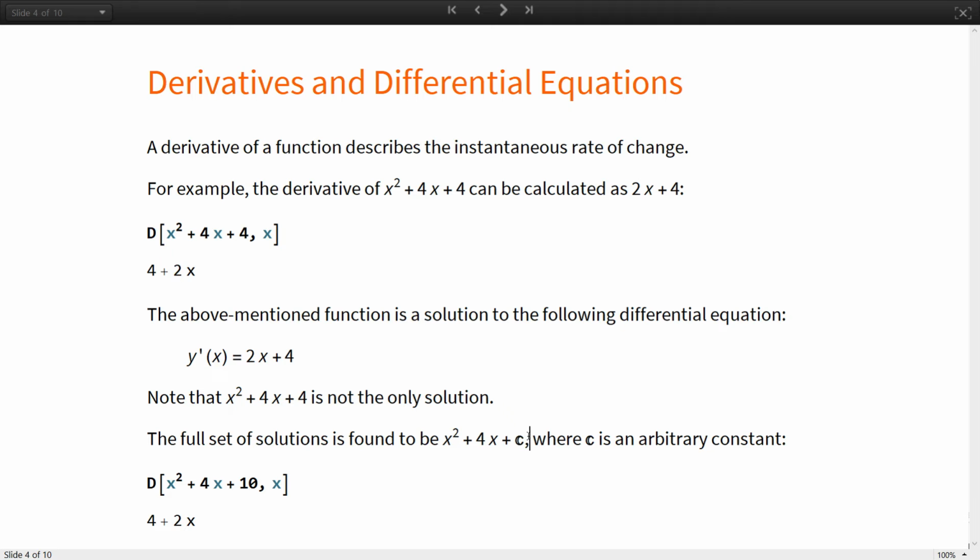For example, if we knew that the solution has to equal 4 at x equals 0, then we can constrain the value of c to be 4, since only that value of c will make the solution equal 4 at x equals 0.